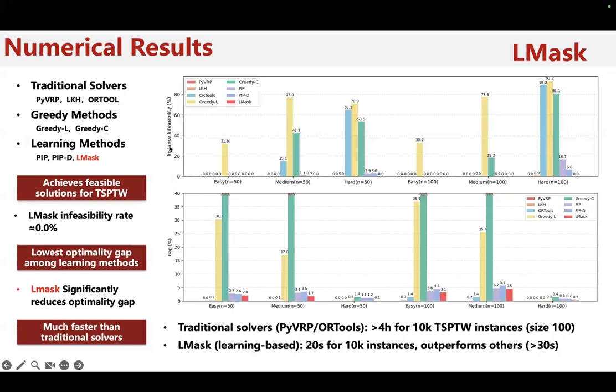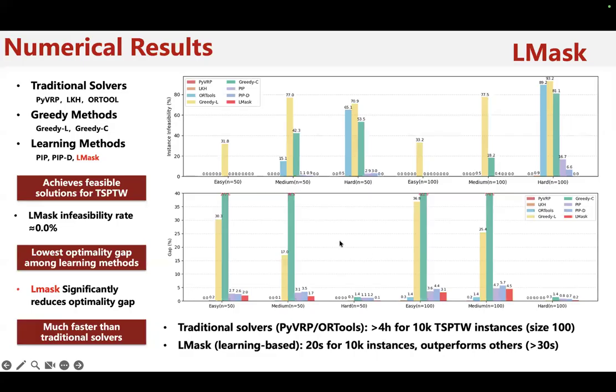We do comparison with traditional solvers, for example, PyVRP, LKH, and OR-Tools. These are traditional solvers, and the accuracy can be pretty good, but they may not be fast enough. So we generate 10,000 TSP-TW instances with 100 cities. If we try the traditional solvers, it will take more than 4 hours to solve all of those instances. However, if we try our learning algorithm, it will only take 20 seconds for all those 10,000 problems.